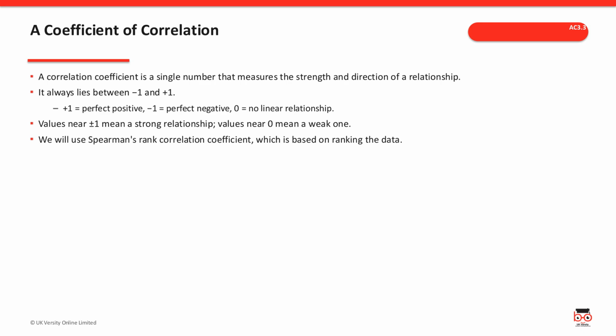So far, we've eyeballed scatter graphs, but we can put an actual number on the relationship, a correlation coefficient. It always lies between -1 and +1. +1 is a perfect positive relationship, -1 a perfect negative one, and 0 means no linear relationship at all. Values near either extreme signal a strong relationship, values near 0 a weak one. The particular coefficient we'll use is Spearman's rank correlation coefficient, which is based on ranking the data.